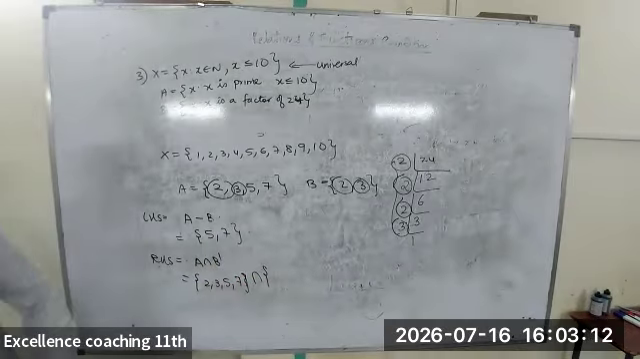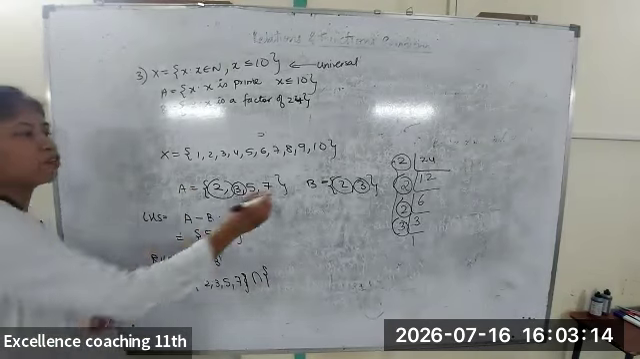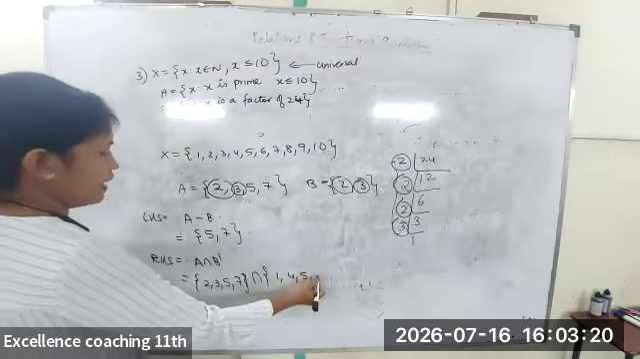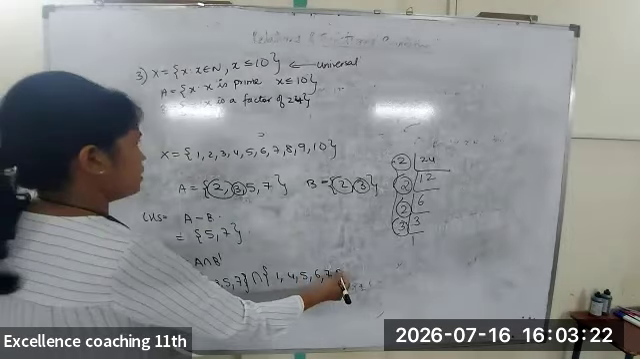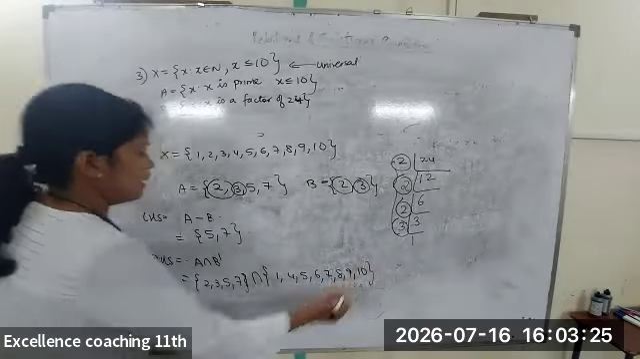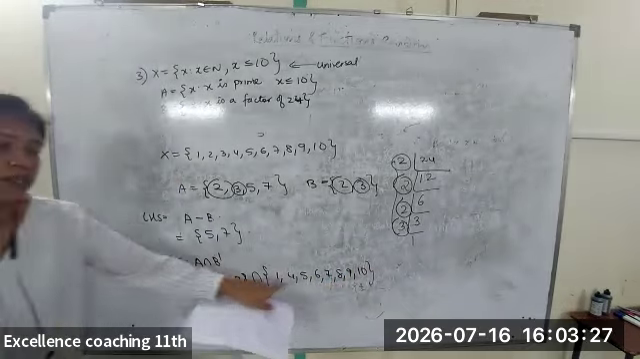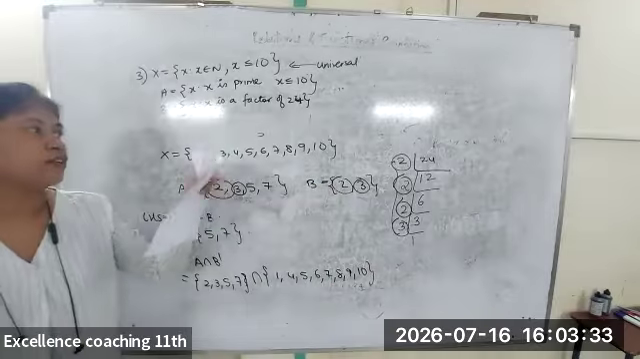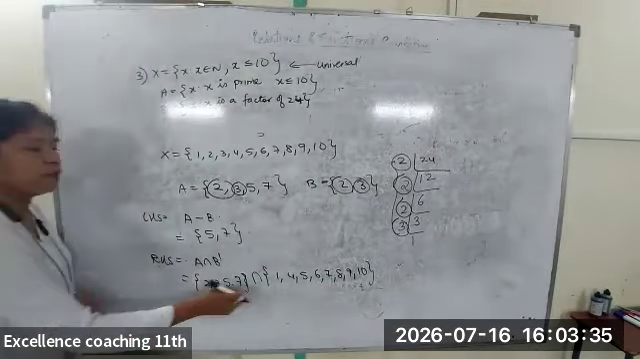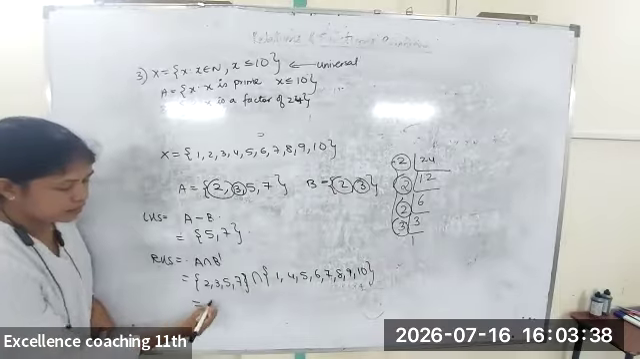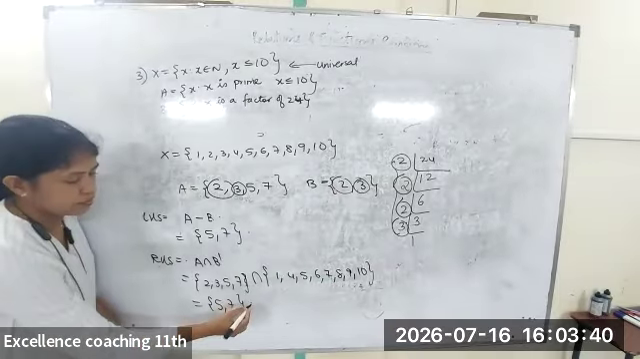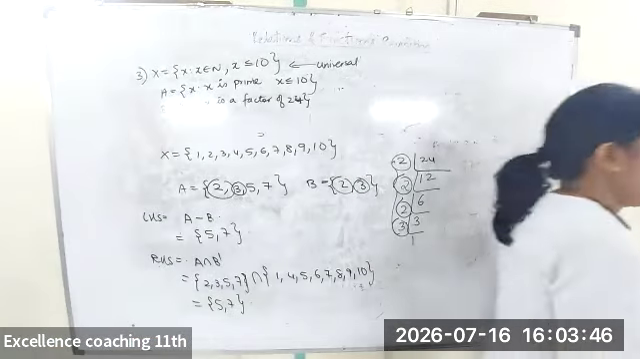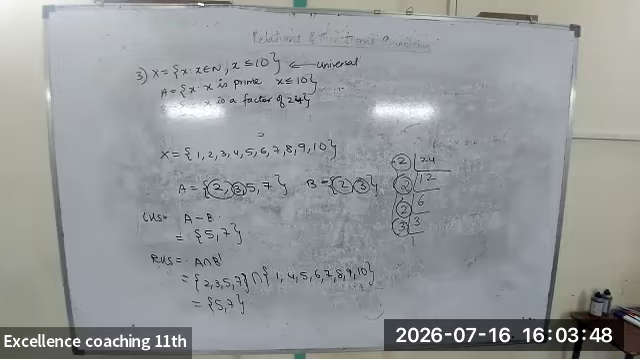B complement means what? Look at the universal set. Apart from 2 and 3, all other numbers: 1, 4, 5, 6, 7, 8, 9, and 10. This is B complement. Apart from 2 and 3, you write the remaining numbers. Now what is common between A and B complement? Only 5 and 7. Both answers should be the same. Now, are you getting the same?